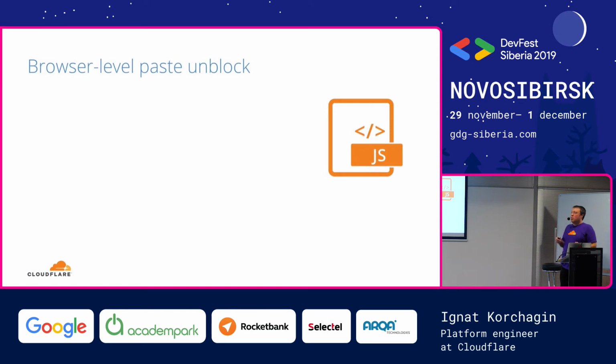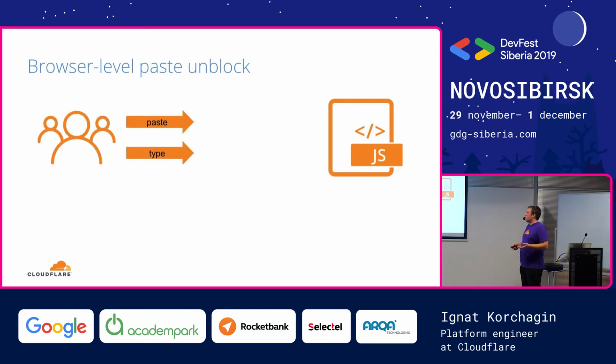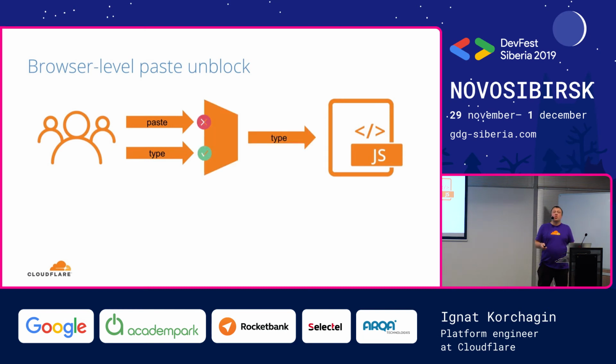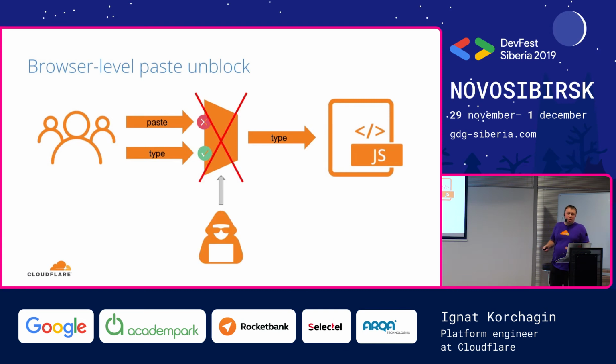So let's go back to how password blocking works. Basically, you have a web application, you have your users. Users are trying either to paste or type in their passwords, and the web application implements some kind of a filter in JavaScript to block paste, but to allow typing. They need to allow users typing the passwords, otherwise users cannot log in, right? And all these techniques we described before, they somehow try to disable this filter, right?